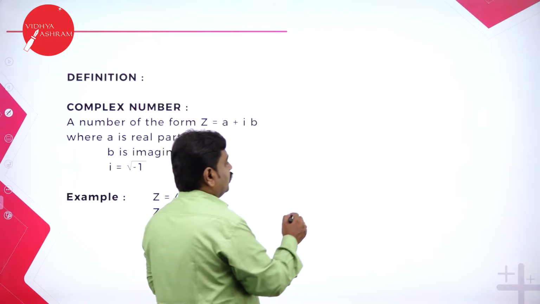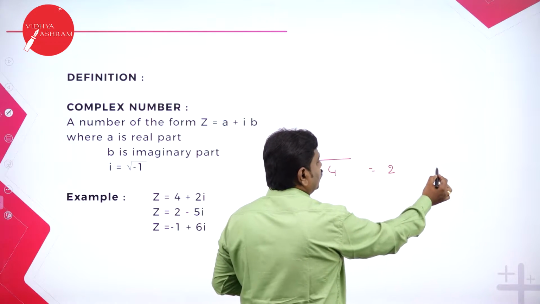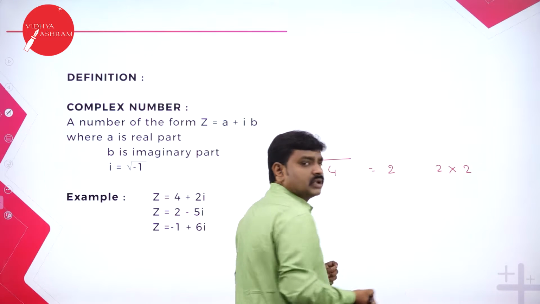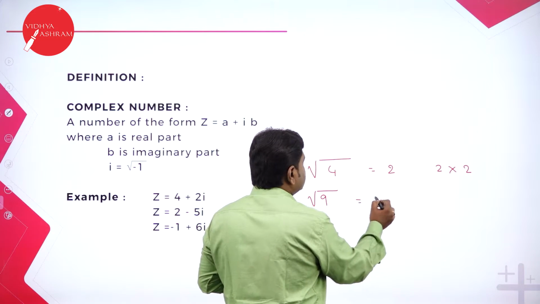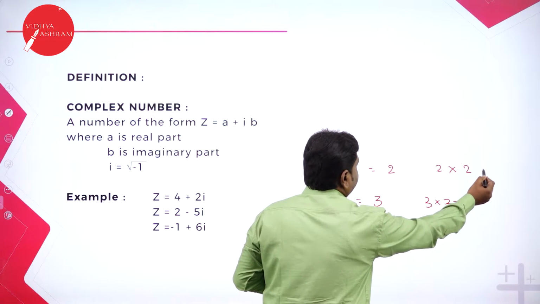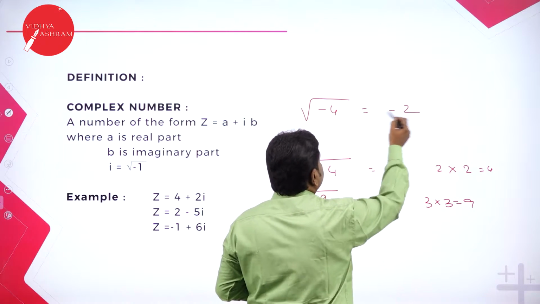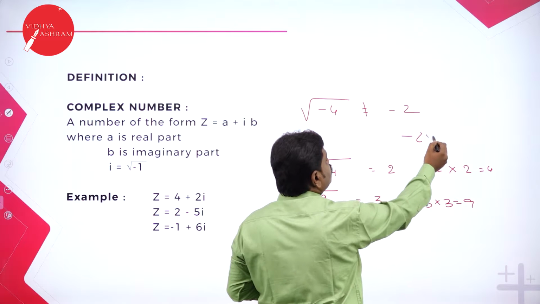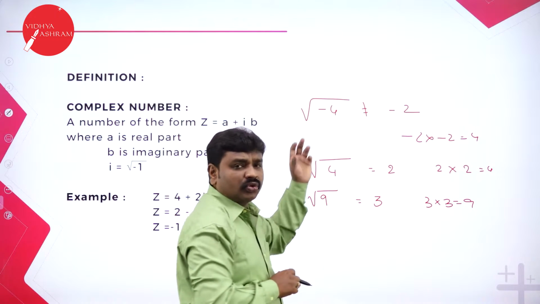Now, all of you know what is root 4? Root 4 is 2. Why? Because 2 into 2. Do you agree? Similarly, what is root 9? Root 9 is 3, because 3 threes are 9. Do you agree? But if I give you root minus 4, I cannot say it is minus 2. It is not minus 2. Why? Because minus 2 into minus 2 becomes what? Plus 4. So I cannot say square root means two similar numbers.